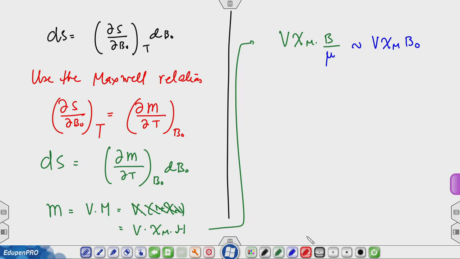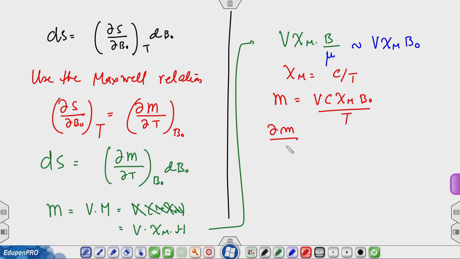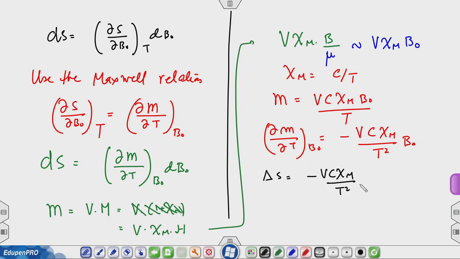Now you're given that chi m is equal to C over T, and therefore M equals V C B0 over T. Partial M over partial T at B0 is going to be minus V C over T square B0, and therefore delta S is going to be equal to minus V C over T square B0 dB0 integrated from 0 to some value B. This comes out to be minus V C over T square, B square over 2.